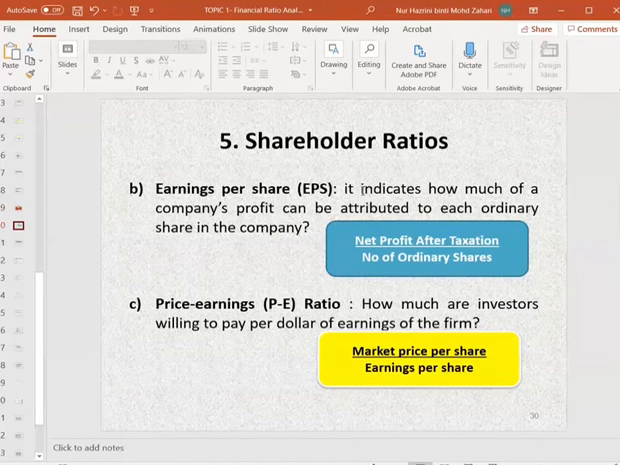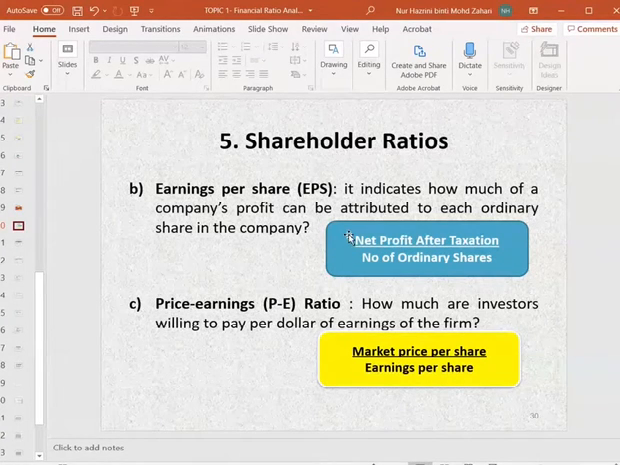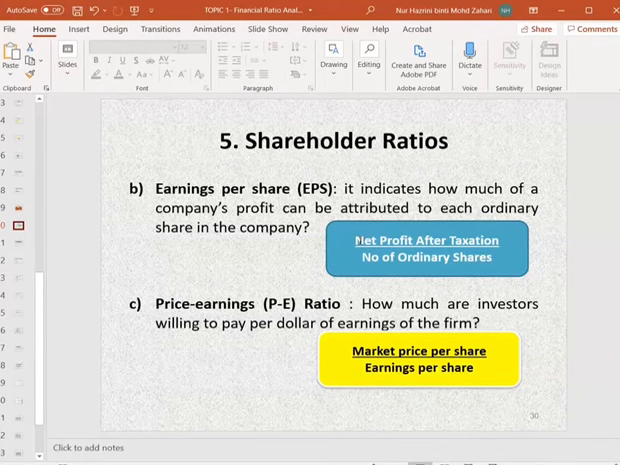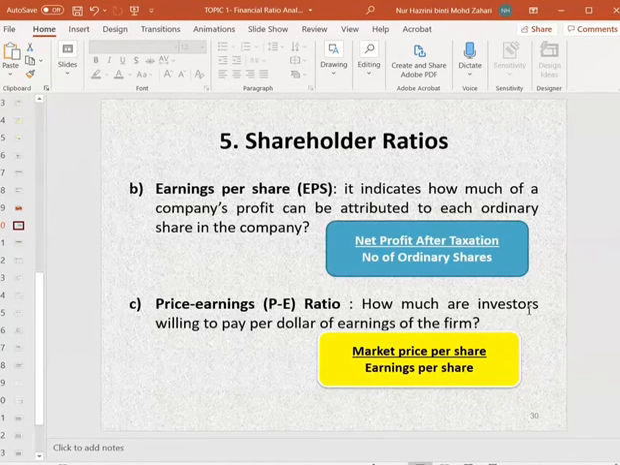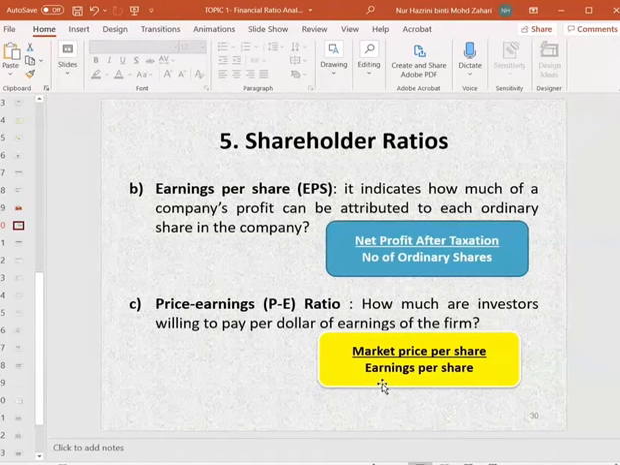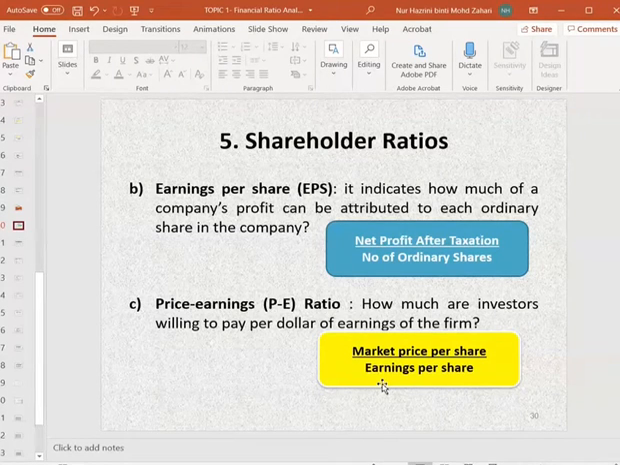B, earnings per share. It indicates how much of a company's profit can be attributed to each ordinary share of the company. So here we want to see whether the company is profitable enough to distribute their profit to the shareholders. And C, price earnings ratio, how much investors are willing to pay per dollar of earnings of the firm. So here we want to see how much the investors are paying in relation to the earnings per share. For example, earnings per share is only 1 ringgit, but how much are investors willing to pay? Maybe 2 ringgit.